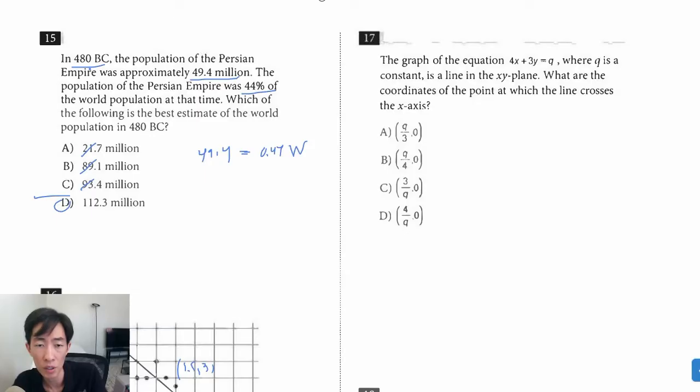Question 17, so I realized I forgot to make the size bigger. I made it smaller for that other problem, so you can see it on one page.